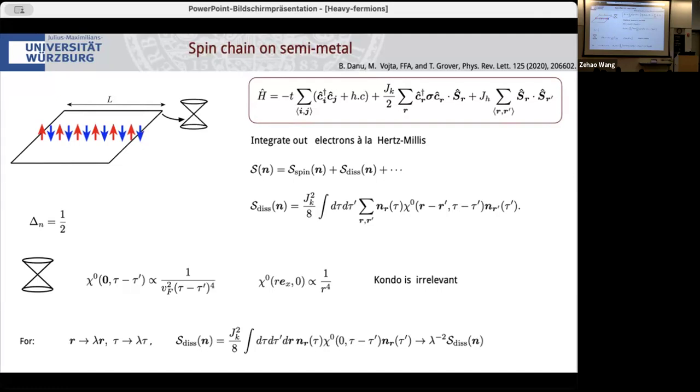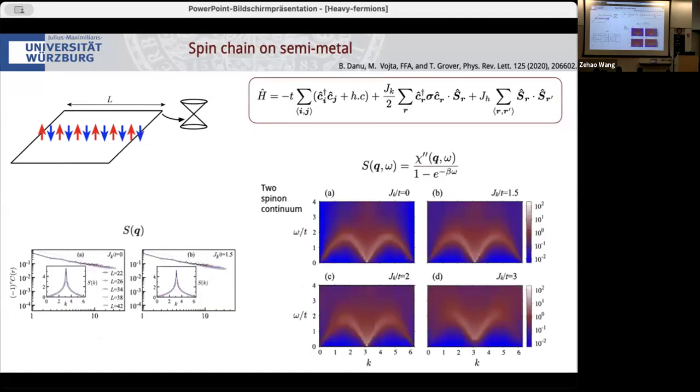So what this means is that we can sort of guess the phase diagram. At small JK, this spin chain is going to stay a spin chain. It's not going to talk to the conduction electrons or to the metal. And when you go to large JK, then you will get a Kondo heavy fermion. So these are typical results we get.